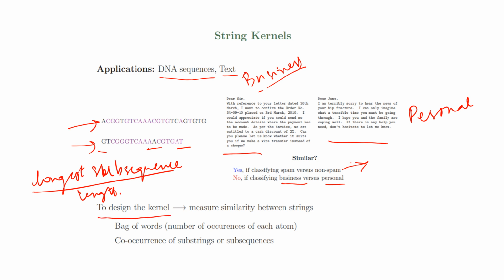To design a kernel that measures similarity between strings, it depends on my final problem as well, right? For example, bag of words, number of occurrences of each atom, co-occurrences of substrings or subsequences, all of these can be utilized to define a similarity measure. But again, it depends on what problem at hand you are trying to apply that similarity measure to.